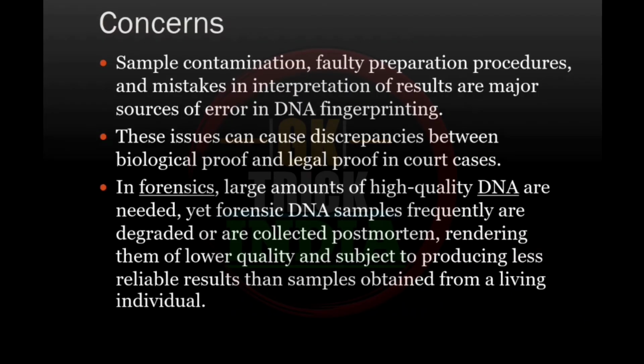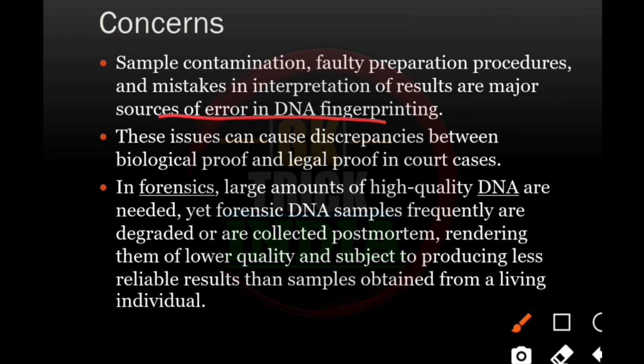And what are the major concerns of DNA fingerprinting? Sample contamination, faulty preparation procedures and mistaken interpretations of results are the major sources of error in DNA fingerprinting. So these are the ways DNA fingerprinting errors may happen. These issues can cause conflict between the biological proof and legal proof in court cases. Sometimes errors happen.